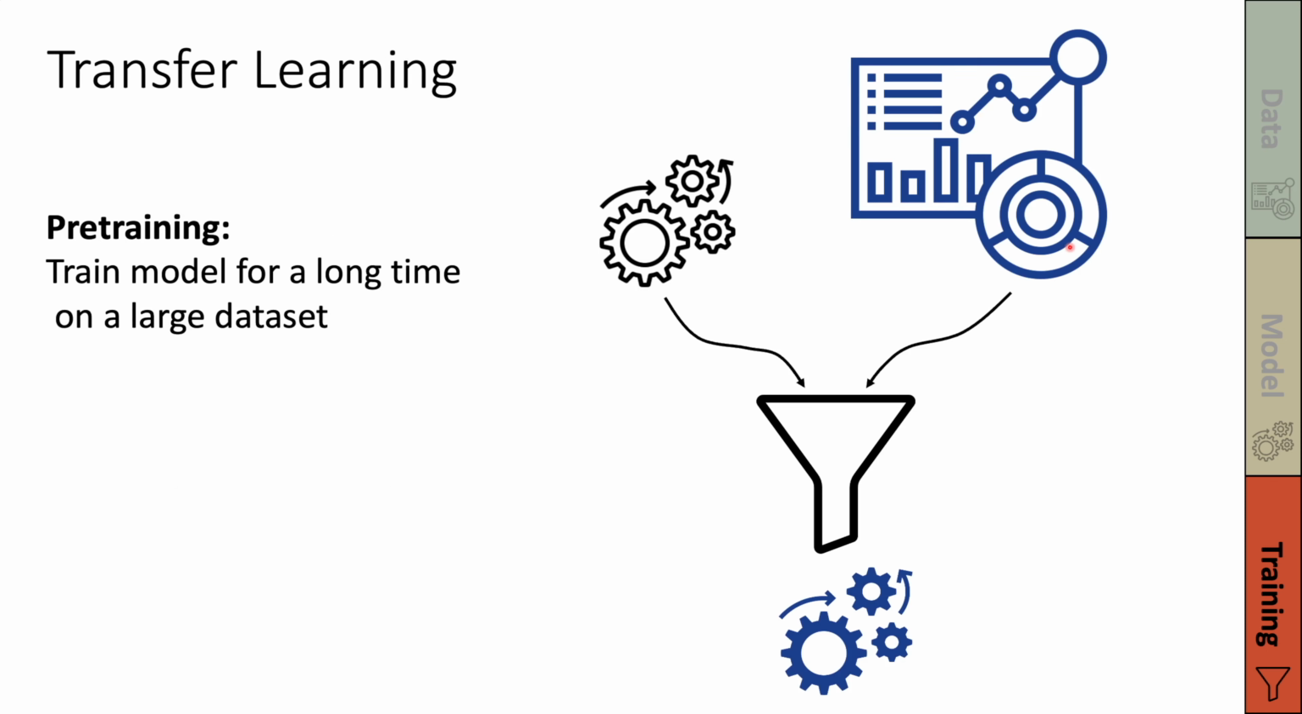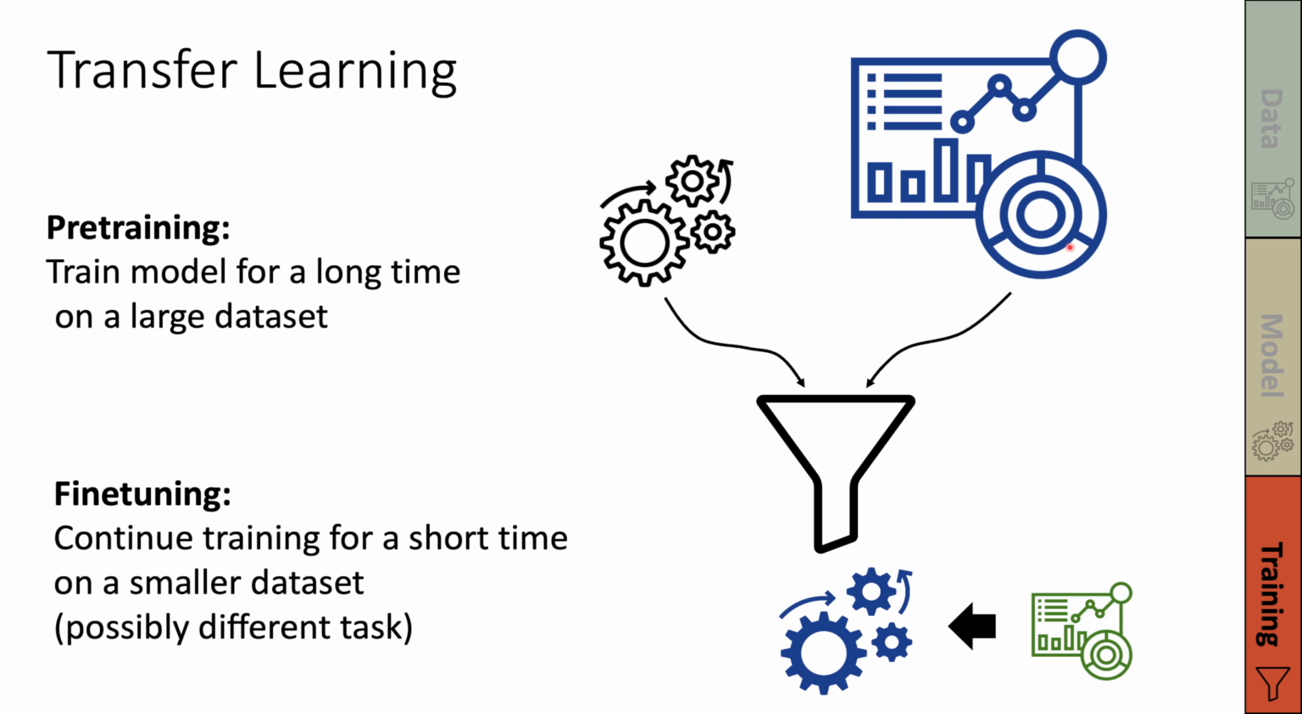Because we can use the pre-trained model that is trained for a long time on a large data set and do something called transfer learning, where we take the trained model and continue the training for a short time on a smaller data set, on the data set that we are actually interested in. And that can also be on a slightly different task.